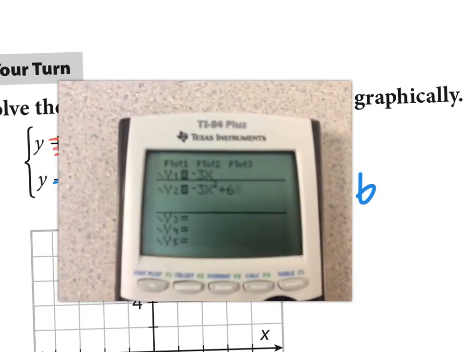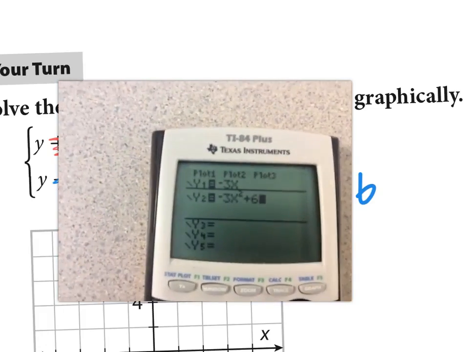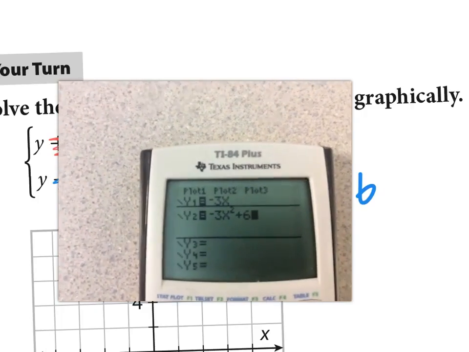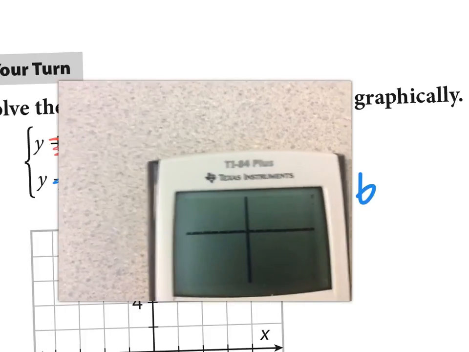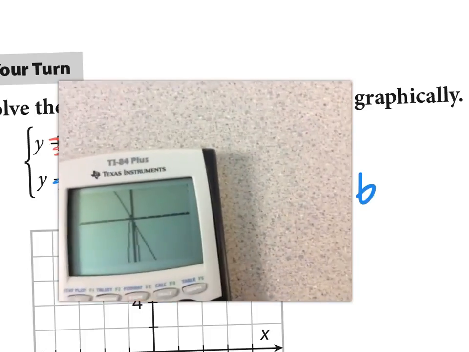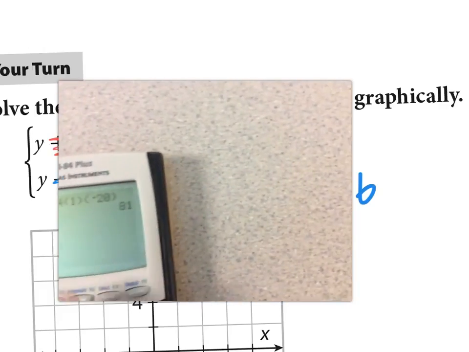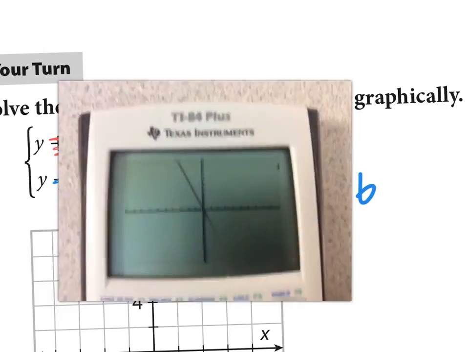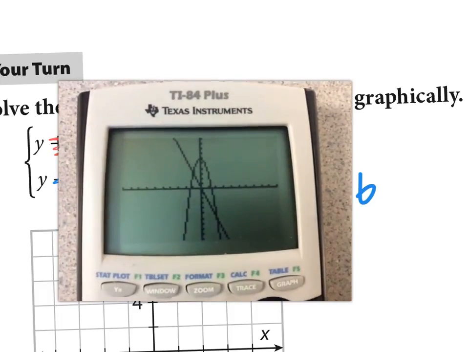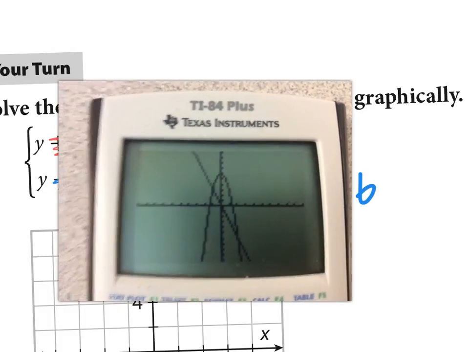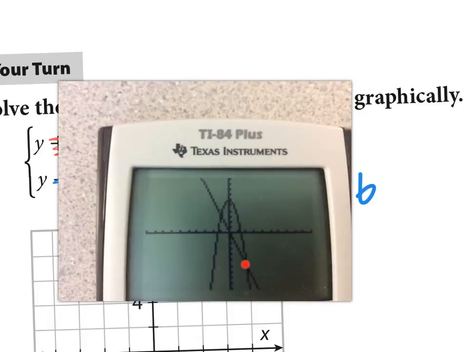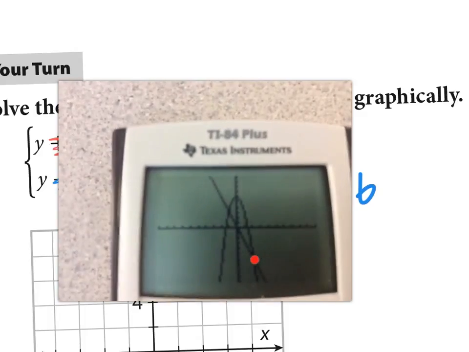Once you get them both typed in, you're going to go look at your graph, because we are looking for where these two intersect, which we can only find if we're looking at a graph. I'm going to go ahead and zoom 6 so I can get back to my standard window here. So looking at this graph, how many intersections does it have? 2. We can see that. We can see that there is one here in quadrant 3, and we can see there's one down here in quadrant 2, and we can see there's one down here in quadrant 4.